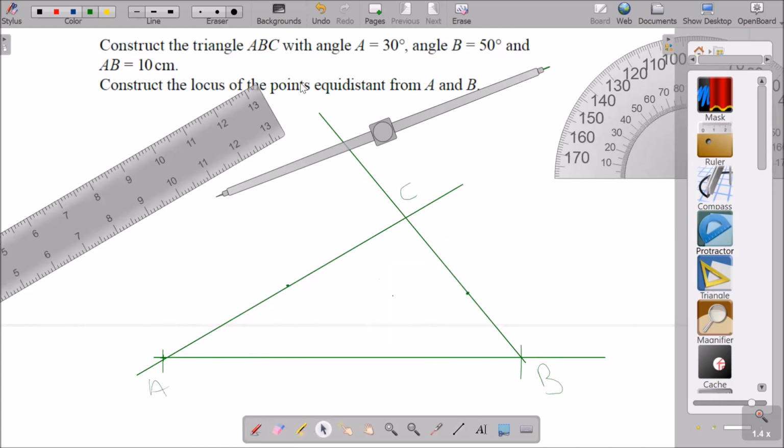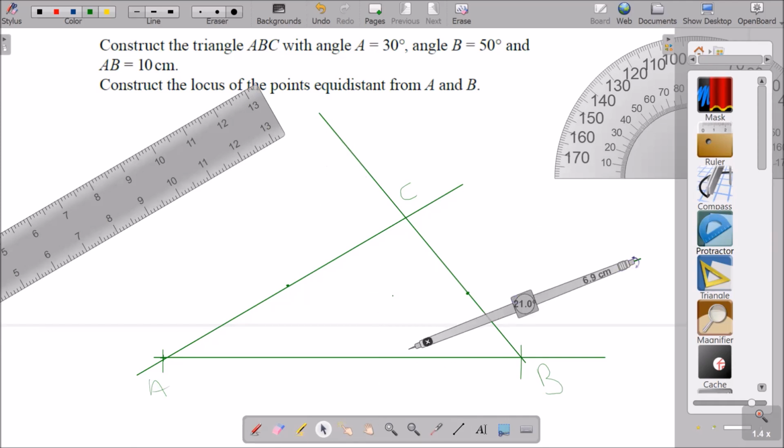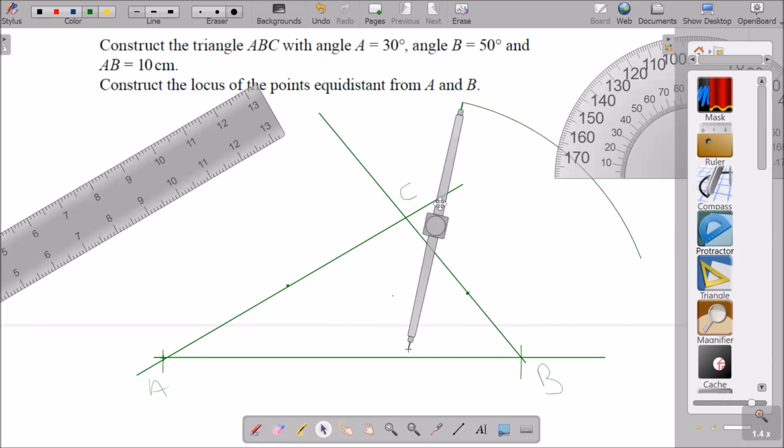Construct the locus of the points equidistant from A and B. A and B are points. So the set of points that are equidistant from A and B is a perpendicular bisector. A and B also forms a straight line. This is a line. So the set of points that are in equal distance from these points is the bisector. So what do we do? We construct a perpendicular bisector.